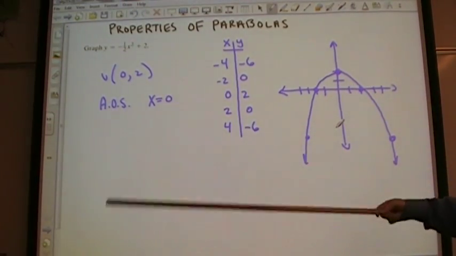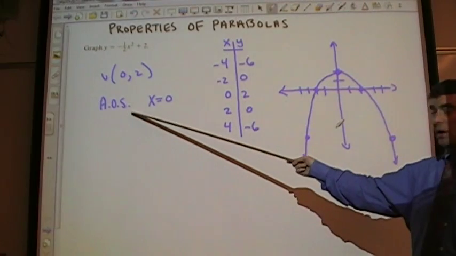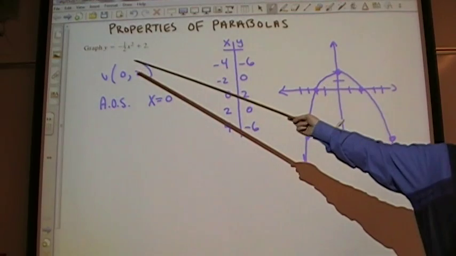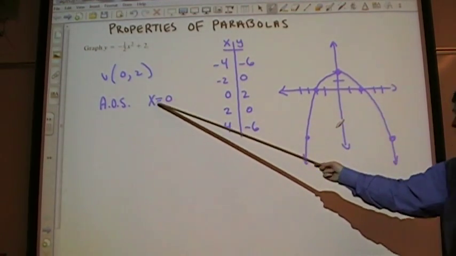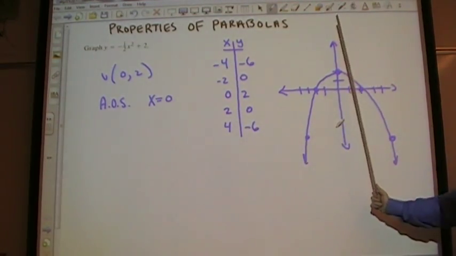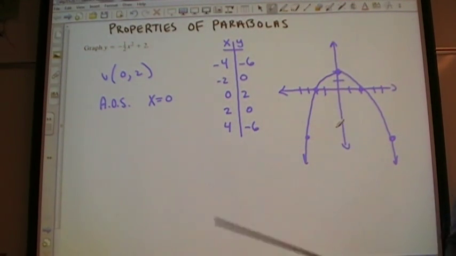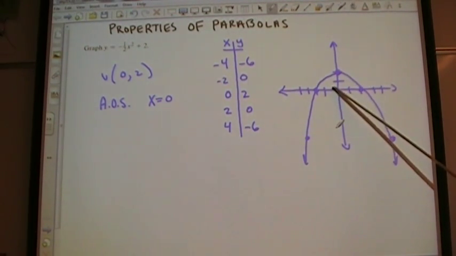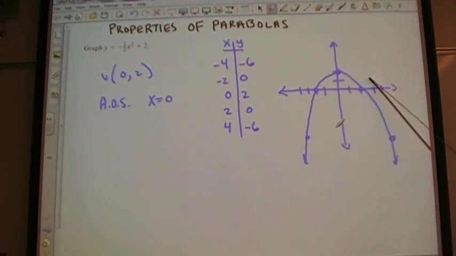We talked about the axis of symmetry last week. The axis of symmetry is always the same as the x coordinate of the vertex. Since the x coordinate of the vertex is 0 in this case, the axis of symmetry has to be x equals 0. That's the line that cuts it in half and makes it a mirror image. Then all you do is plot the points. Start with the vertex, 0, 2, then negative 2, 0, and 2, 0, negative 4, negative 6, and 4, 6. Connect them, and that's it. Those should be the easy ones when there's not a B value.